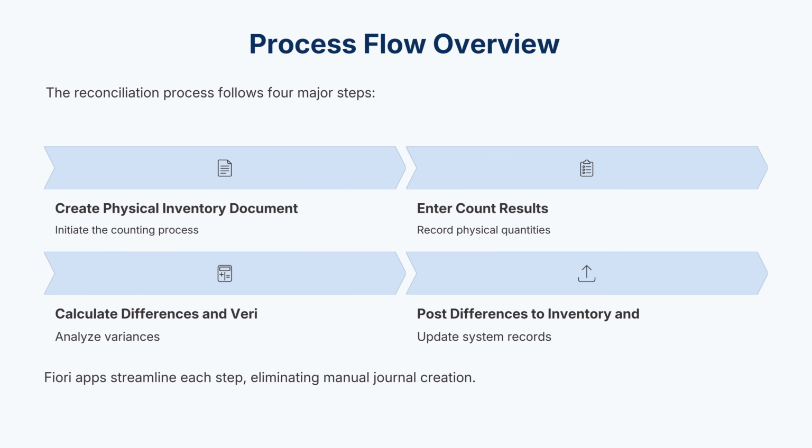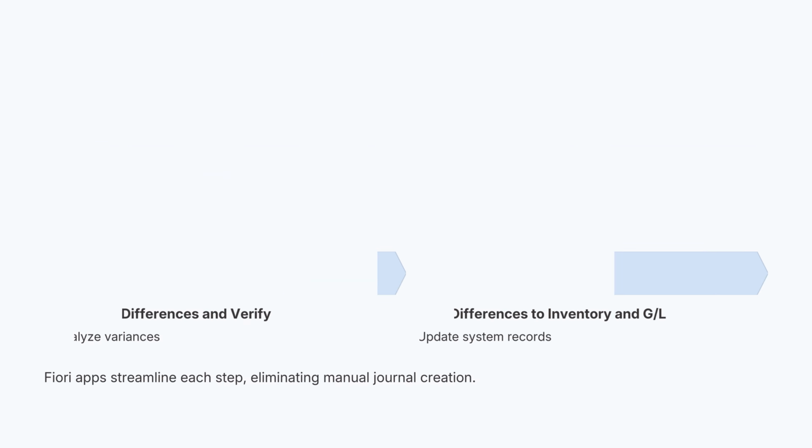Process flow overview. The reconciliation flow in S/4HANA Cloud follows 4 stages. Create the physical inventory document, enter the counted results, review differences, and post those differences. Each stage triggers a system status update, leading to clean, traceable records for audit and financial consolidation. This flow repeats during every periodic inventory count.